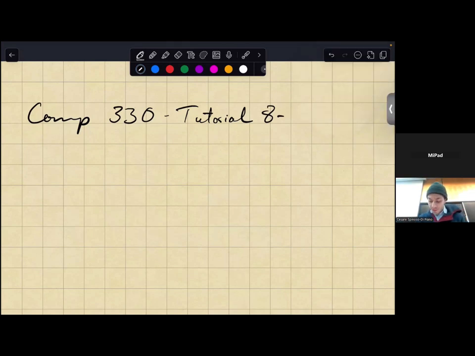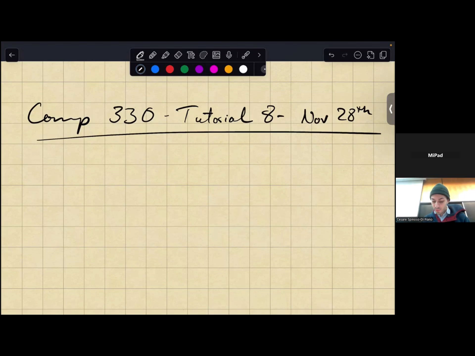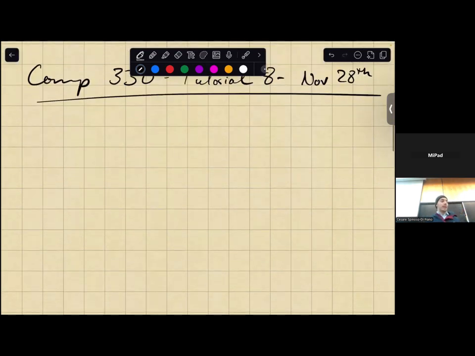So this is tutorial 8, in case you were interested by the tutorial's number, and the date is hopefully right. So today we will be doing more exercises about decidability, and also doing some NP-complete exercises as well.